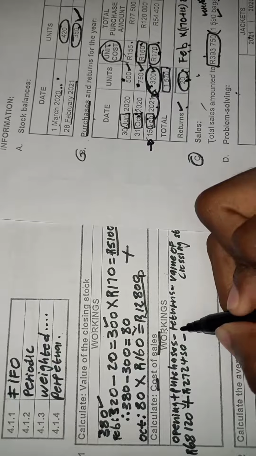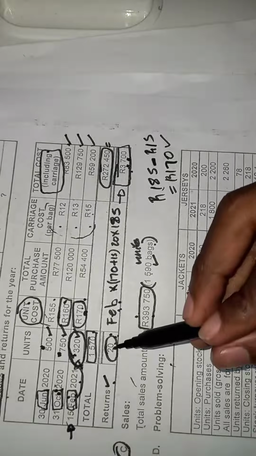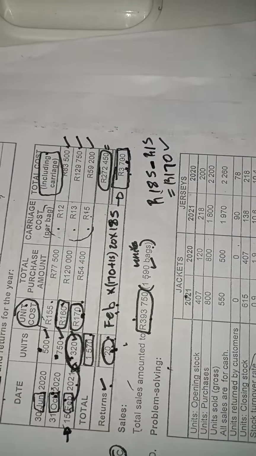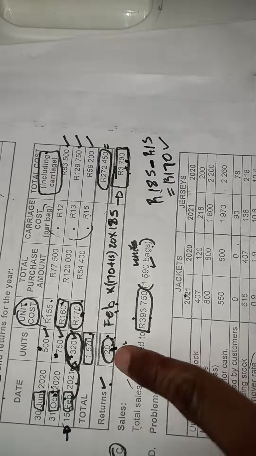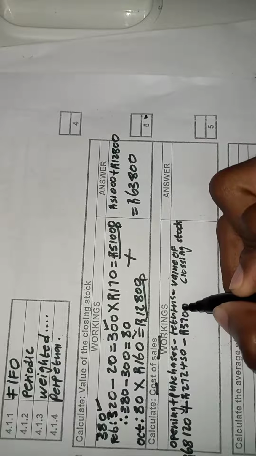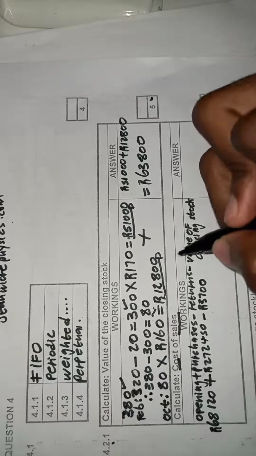Now minus returns. Remember they said we returned 20 units and the total value for those returns is 3.7 including carriage. We're supposed to minus 3.7. You don't minus 20 units. You are minusing 3.7. So minus returns 3.7. Then the formula goes on and says minus value of closing stock.